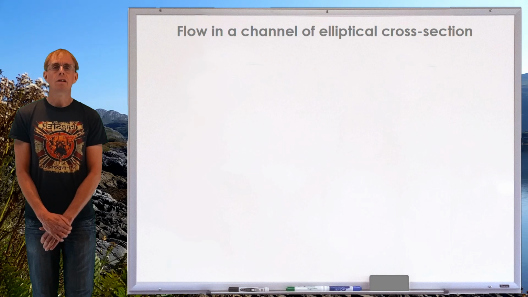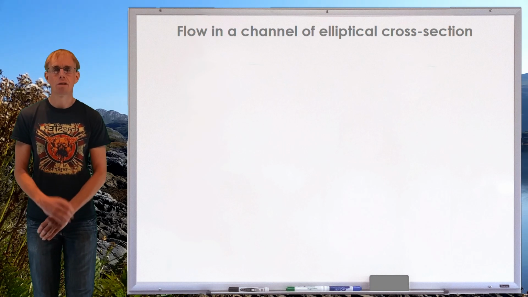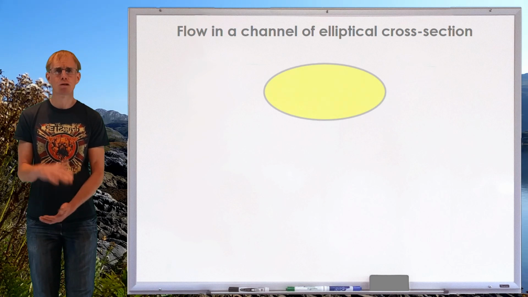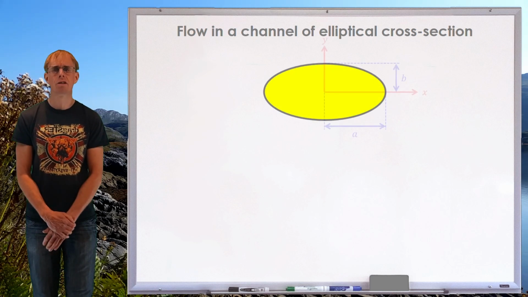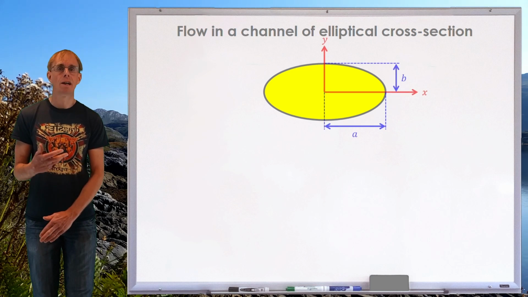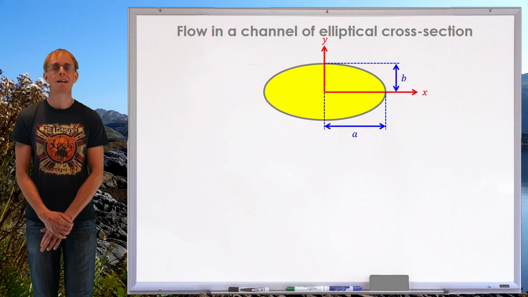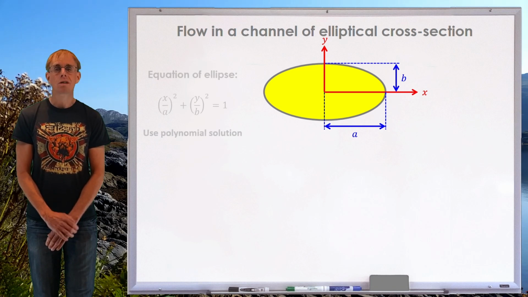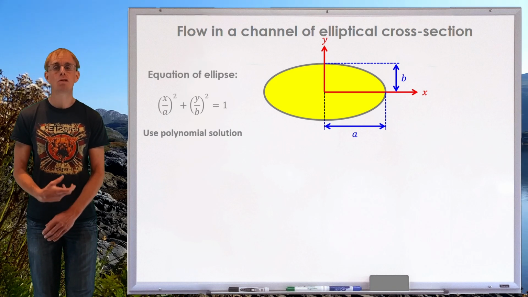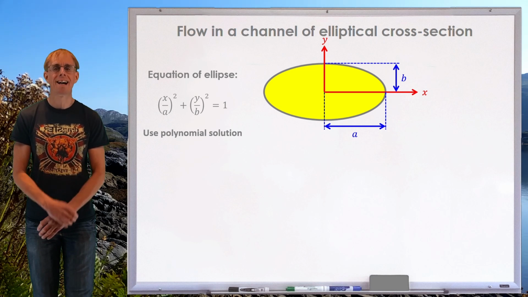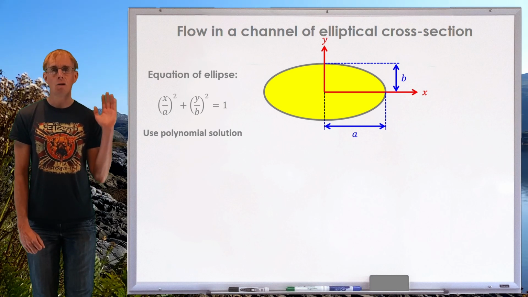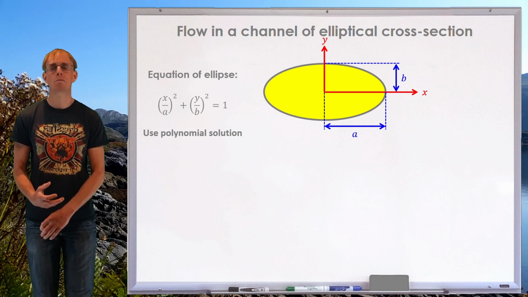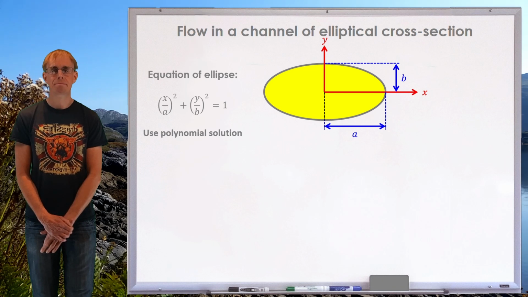So, let's start with the simplest departure from a circular cross-section, which is that of an elliptical cross-section. So we may have a squashed circular duct that takes the form of an ellipse, having a semi-major axis of length A and a semi-minor axis of length B. Now, we can describe the shape of an ellipse using those semi-major and semi-minor axis dimensions, and the equation of an ellipse appears there on the board: (x/A)² + (y/B)² = 1.